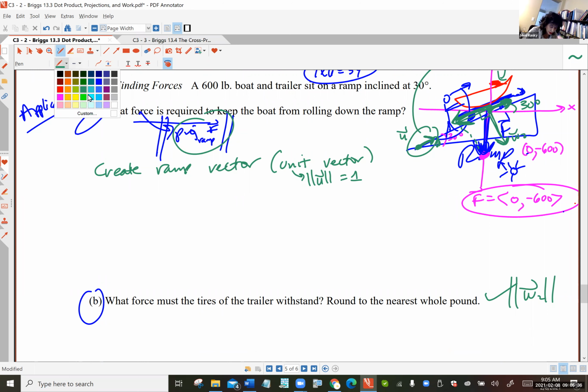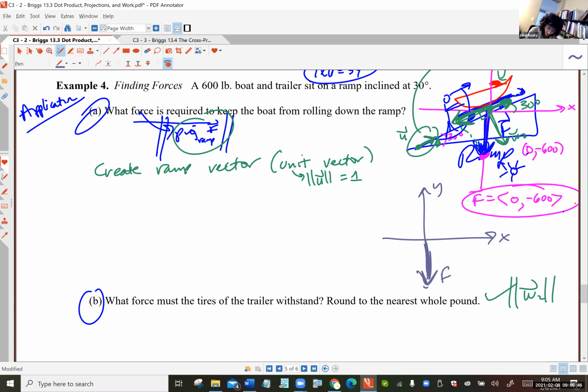So if I were to transfer all of this messy diagram onto a nicer looking force diagram here, you'd have your F, your weight vector here, down here is -600. You've got your little ramp vector here. He's making an angle of 30 degrees with the positive x-axis, and he's only 1 unit in length. And in fact, you can get his component form because I taught you how to get component form last week.